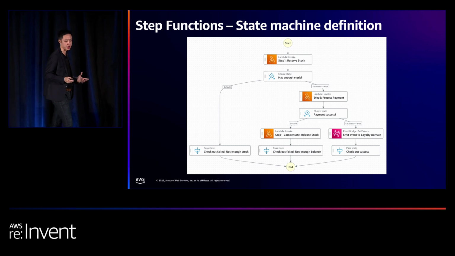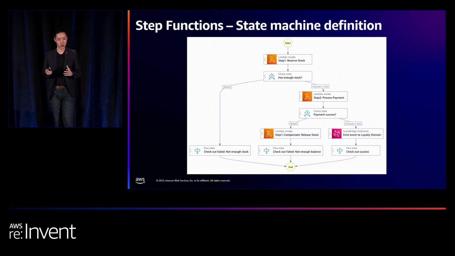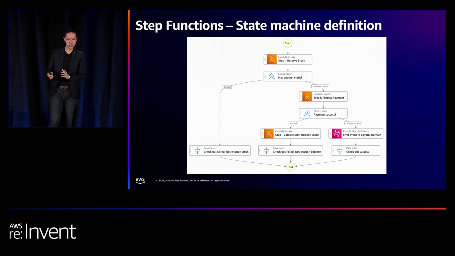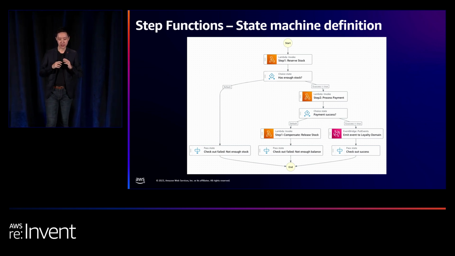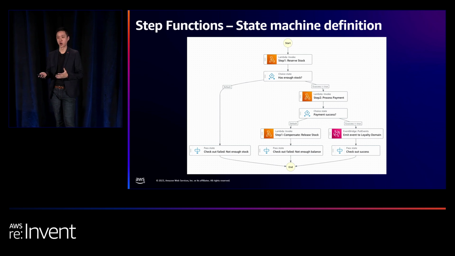So as you can see here, we're starting from the very top, and we're invoking our first Lambda function to reserve the stock, the unit of unicorn, and then we try to process the payment. If everything goes well, we use EventBridge to emit the event to the loyalty domain. Otherwise, we'll compensate and go back to release the stock for our next user.